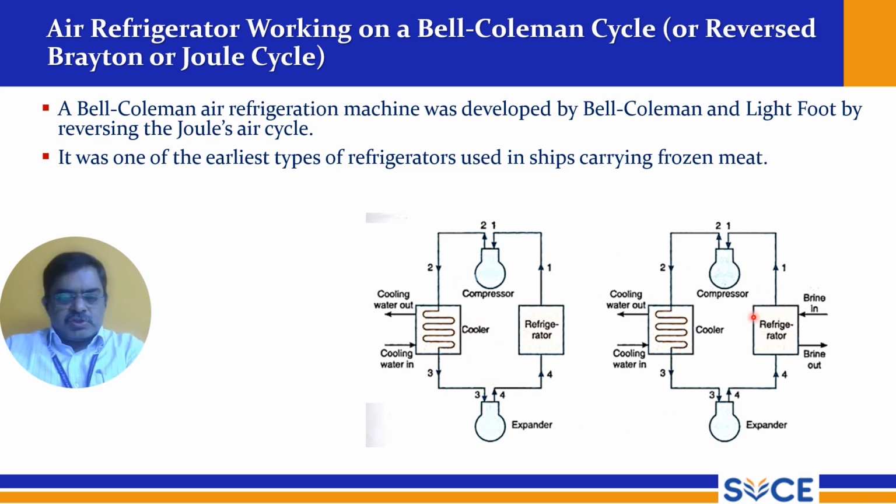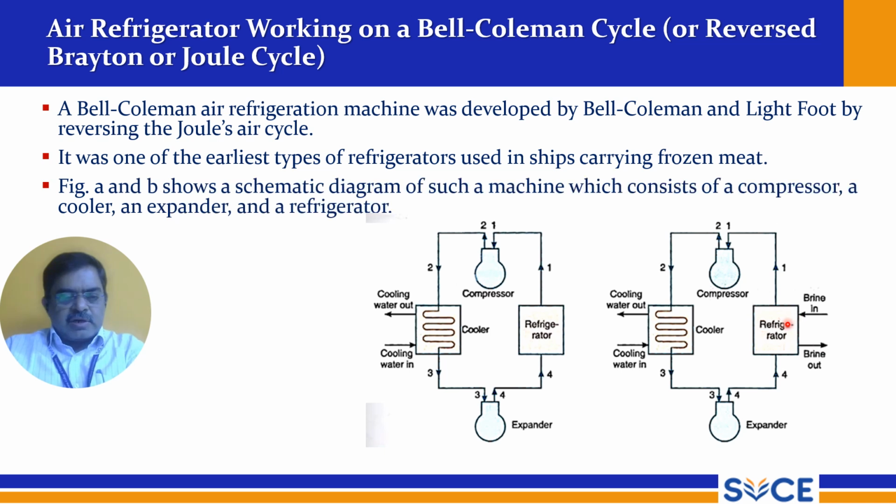I wanted to show you these two. One is the open cycle, where there is no input to this refrigerator, and here, with the brine, this is the closed cycle. It is the brine in and brine out. Figures A and B show the schematic diagram of such a machine, which consists of a compressor, a cooler, an expander, and a refrigerator. These are the components. This compressor is a rotary type compressor. Normally in earlier days they used rotary type compressors.